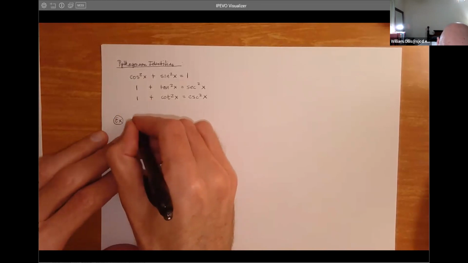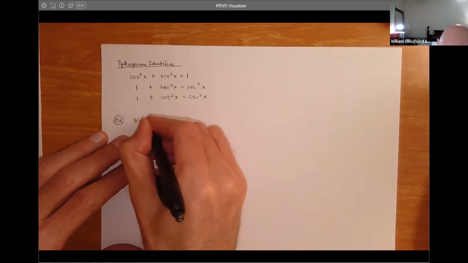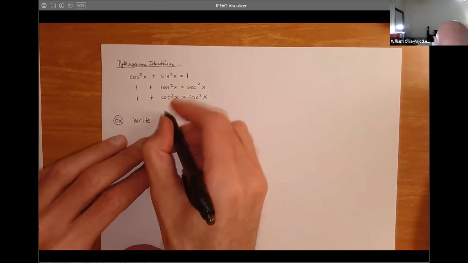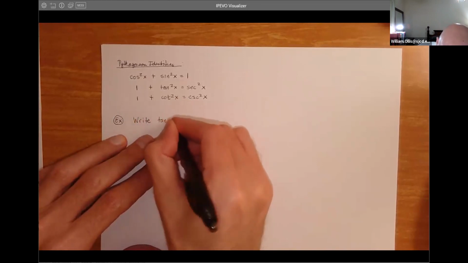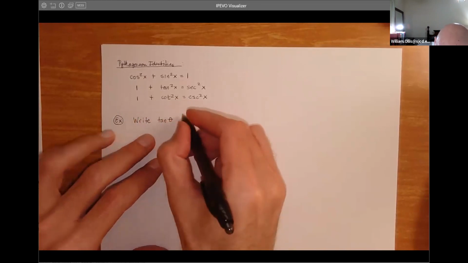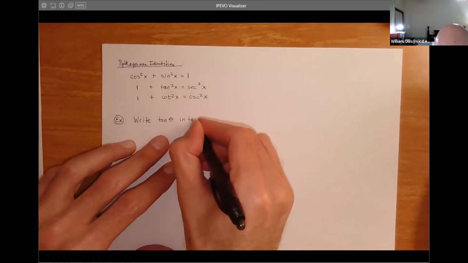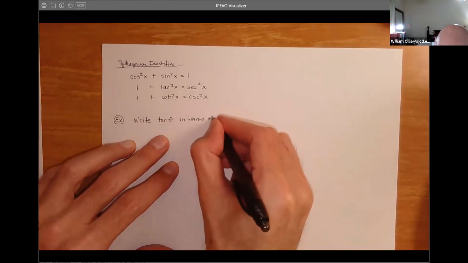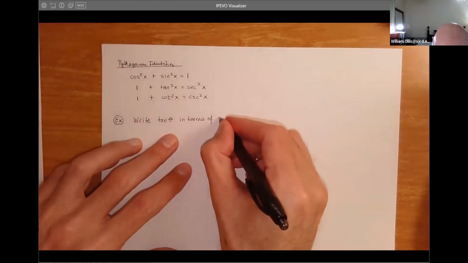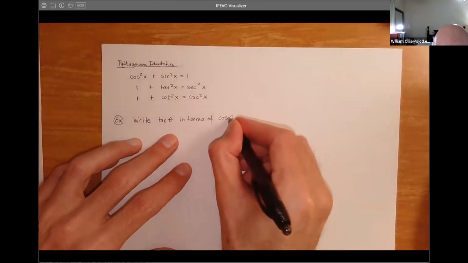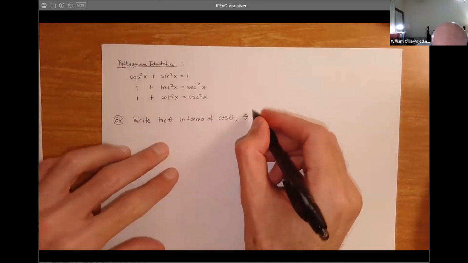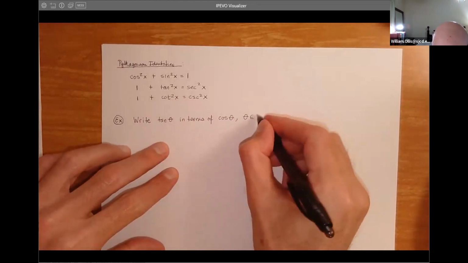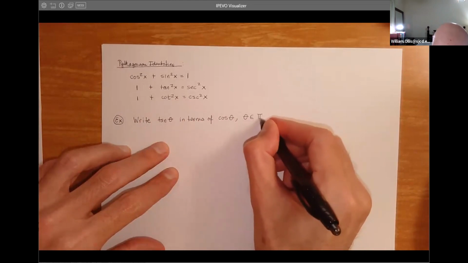So here's an example. We'll say, write tangent theta, I'll use theta this time, in terms of cosine theta, where theta terminates in the second quadrant, okay?